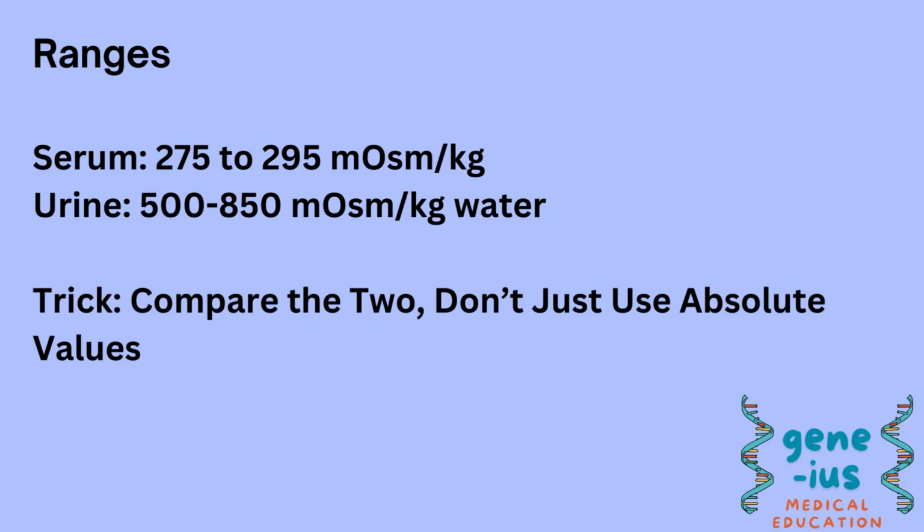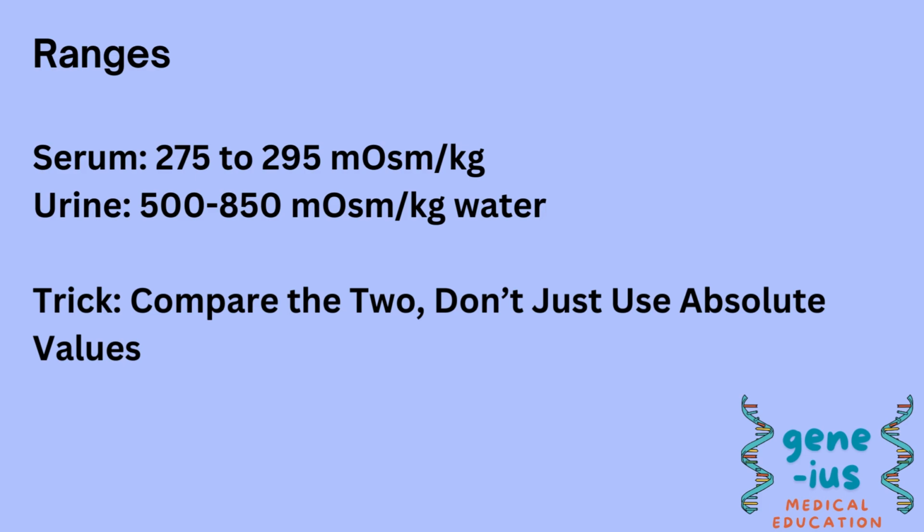Something that test takers struggle with is understanding if they are dealing with a high or a low osmolarity. For serum, not so much because the range is pretty tight. Normal would be from 275 to 295. But urine osmolarity, normal would be between 500 to 850. But sometimes they have even much wider ranges on these exams on the lab values that are provided.